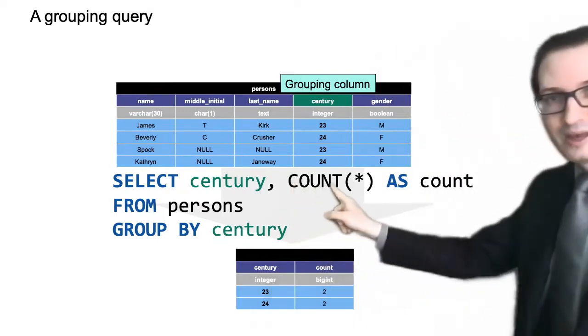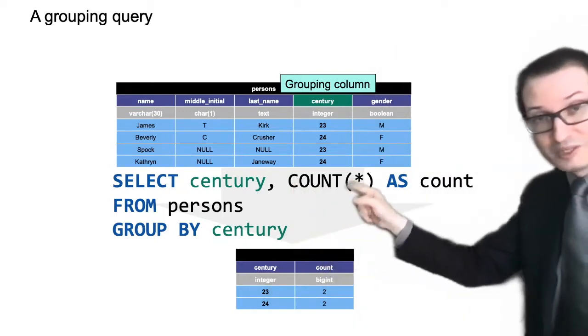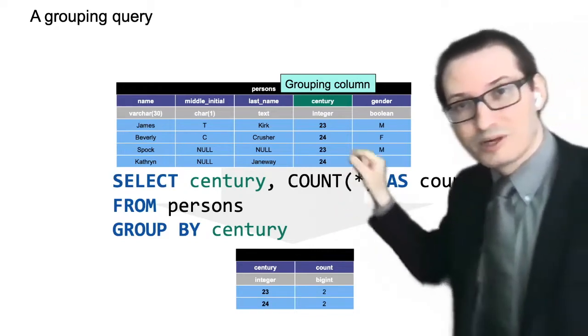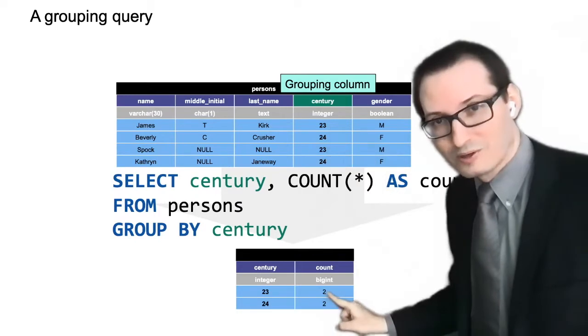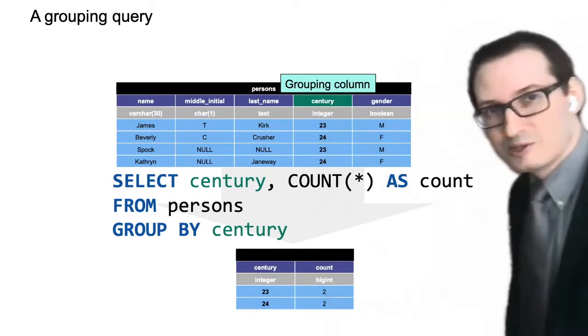And then here we say we want the count. Count of star means the count of everything. And what is it going to be? Well, there are two records with 23 and two records with 24. So we have two and two. That is a group by.